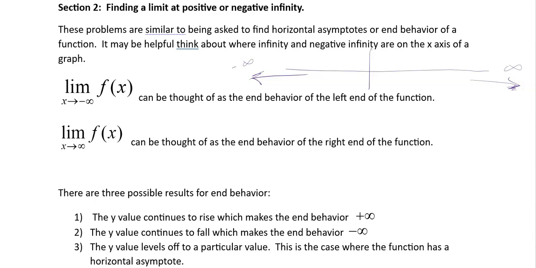So here's the notation. The limit as x goes to negative infinity of f of x can be thought of as the end behavior of the left end of the function. The limit as x goes to positive infinity of f of x can be thought of as the end behavior of the right end of the function. There are only 3 possible outcomes for the limit.